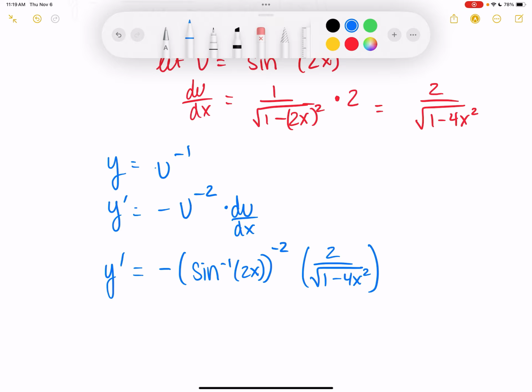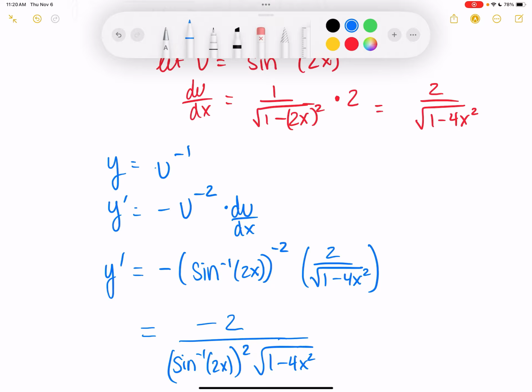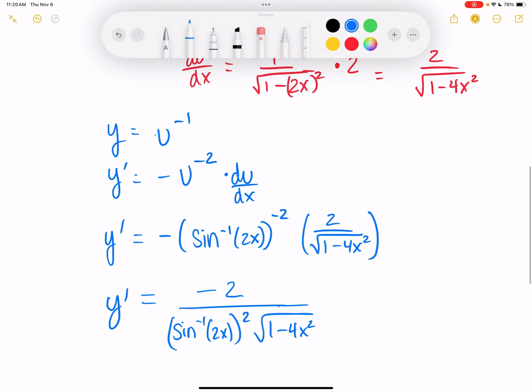So then I need to move this to the bottom. I'm going to leave the 2 on top. So I end up with negative 2 over the inverse sine of 2x, and that whole piece there is squared. And then I'm going to put the square root of 1 minus 4x squared then on the bottom as well. And so that's my final answer with it like that.